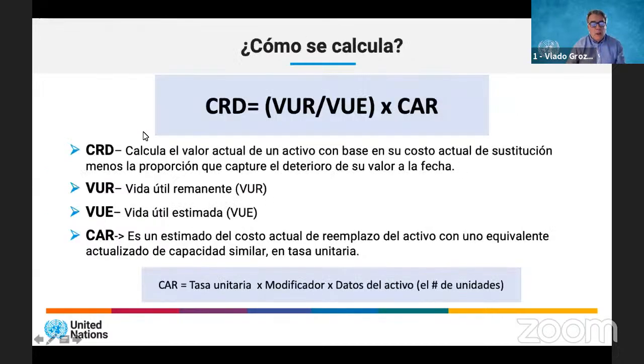Let's see how to calculate. It's very simple. So the formula is this. It's called depreciated replacement cost, which measures the current value of the asset based on its current replacement cost minus an allowance that captures the deterioration or depreciation in value to date.